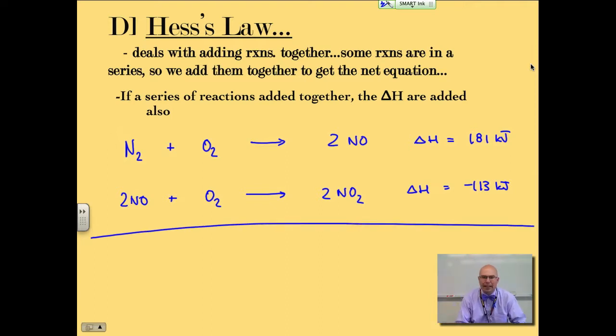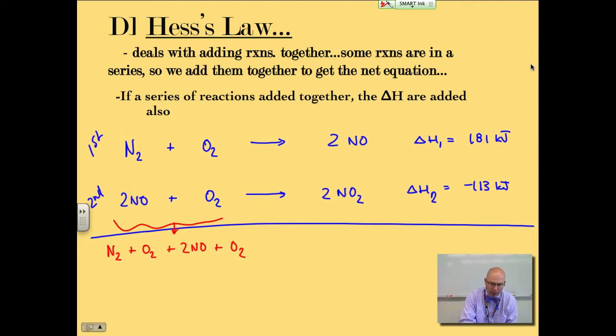Now if I wanted to look at my net reaction, here's my first, here's my second, just like I have a delta H1 and a delta H2. Again, the nitrogen reacts with oxygen, but it doesn't go straight to NO2. It has to go through NO, and then it reacts with more O2 to produce the NO2. Now here's the net. My net would be N2 plus O2 plus 2NO plus O2, and all I basically did was put all my reactants on one side, and then my products, 2NO plus 2NO2.